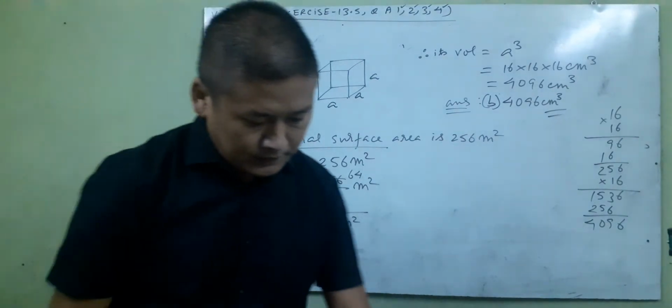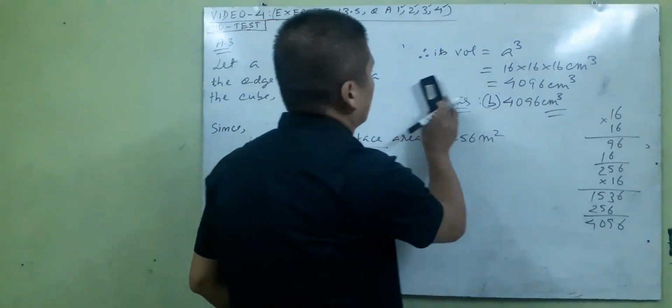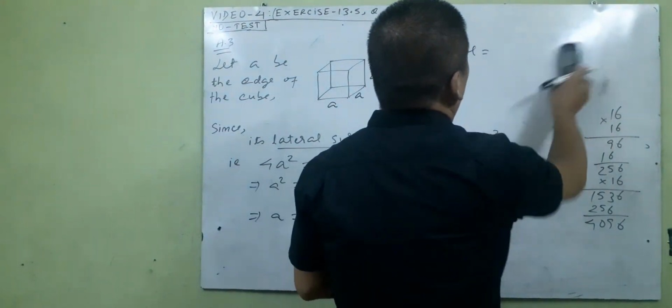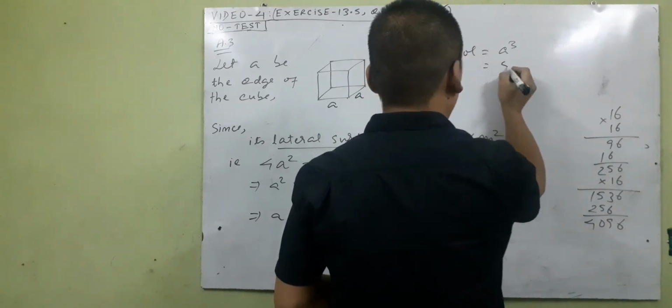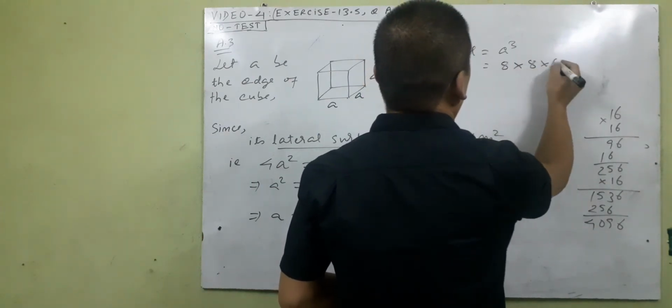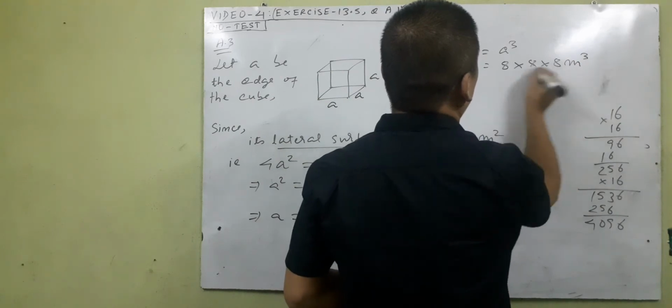So we have to go and see the volume of the cube. Its volume will be a cube again. Now we got 8, so 8 into 8 into 8, and volume is three-dimensional, meter cube.